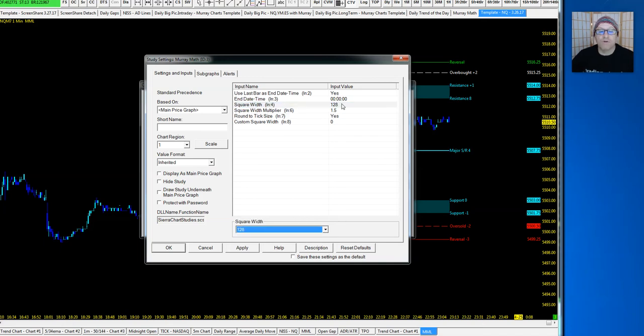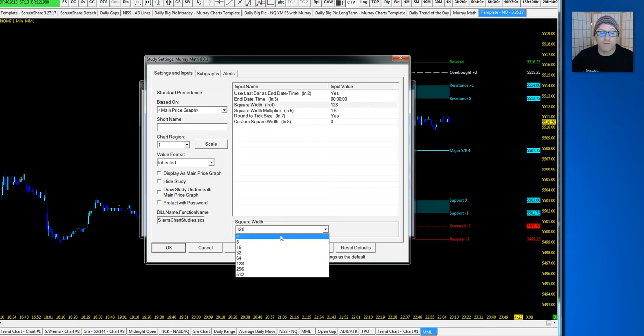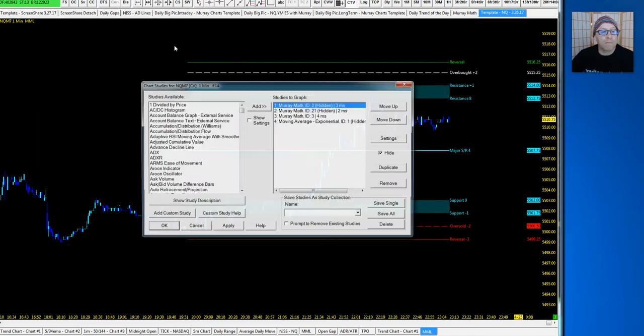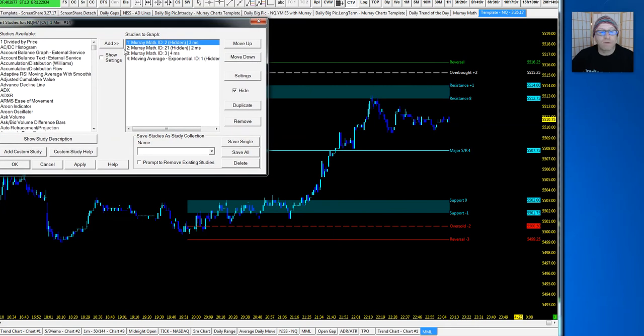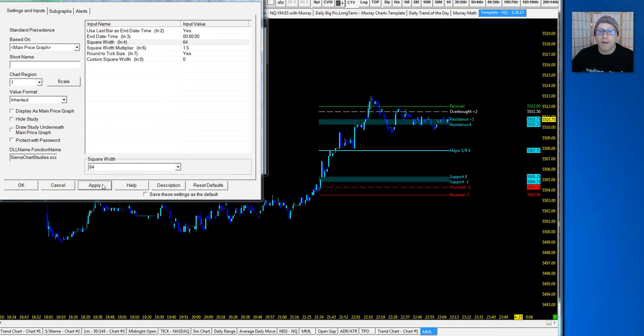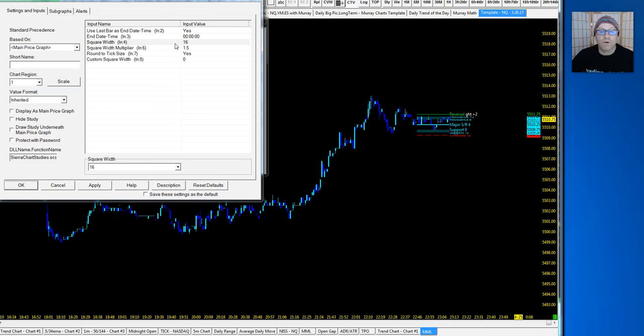So what happens when you play around with the square width? Well, if I change it from 128 to 64, let's go ahead and move this off to the side so you can see what happens. Let's go ahead, keep that over here. All right, and we'll go ahead and check the settings here, 128. And you'll see what happens as I go smaller, the MML starts to shorten up inside. So I go to 64, I come into 32, and if we go any smaller, we're not going to see much of the price action here.